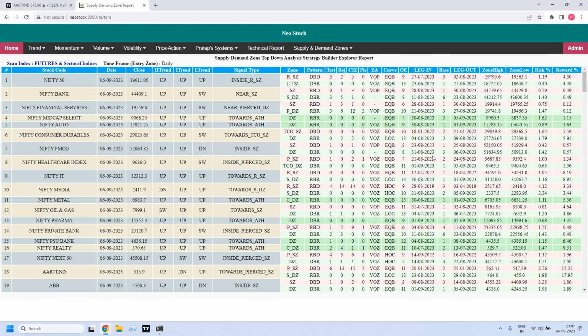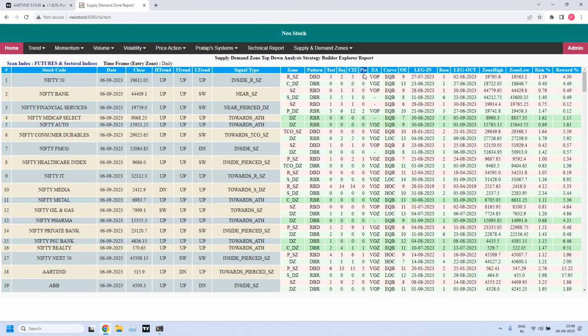In this video, let me explain about pierced zones. Please look into this column PIE and please observe my mouse movement. So I'm referring this column PIE. It is a short name for pierced or pierced zone. So this column indicates how many times a zone is pierced, either demand zone or supply zone. What exactly is pierced?